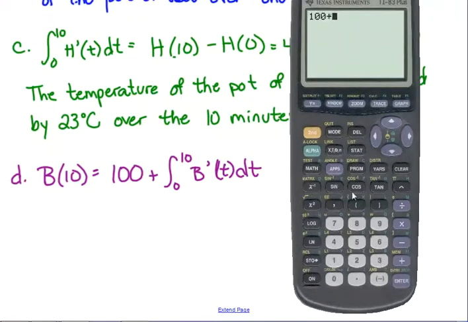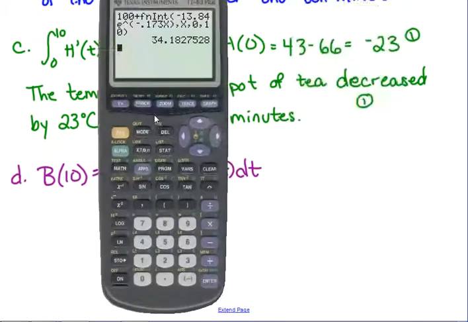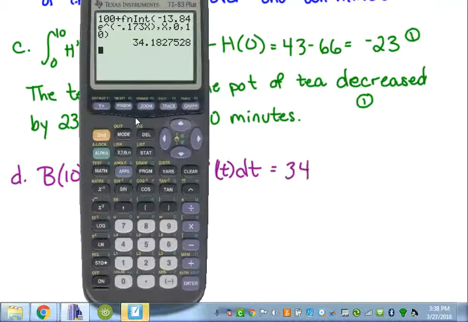So we've got 100 plus the integral of our function, which is negative 13.84 e to the negative 0.173x, comma x, comma 0, comma 10. And it gives us 34.182. We'll stop there. So that's the temperature of the biscuits.